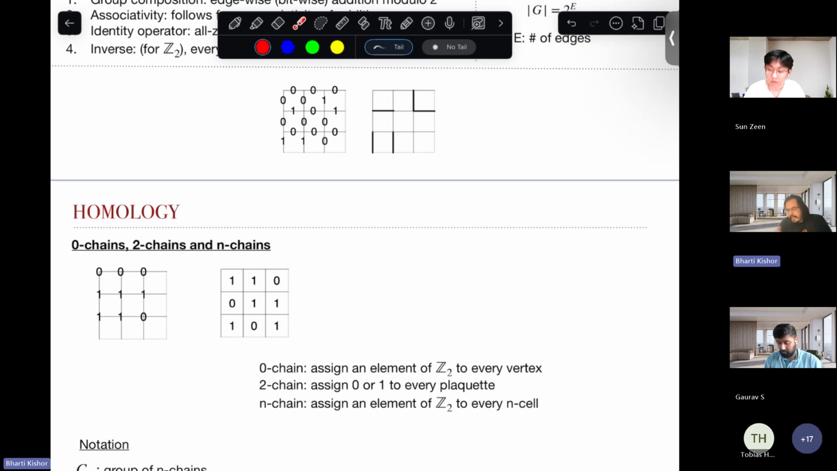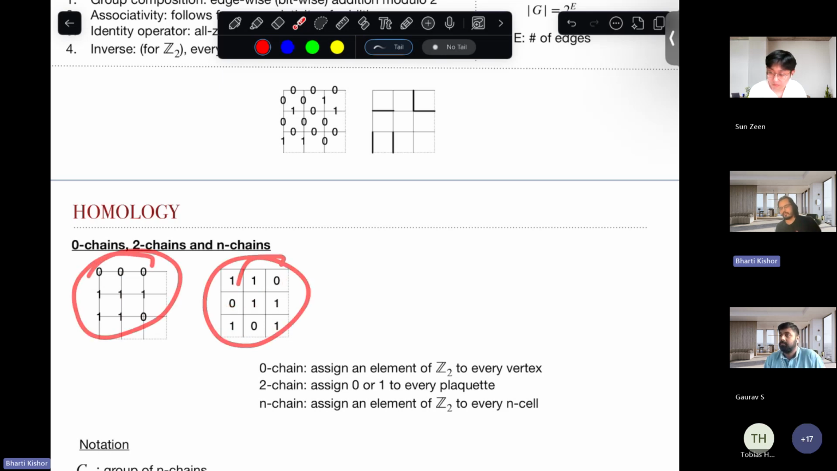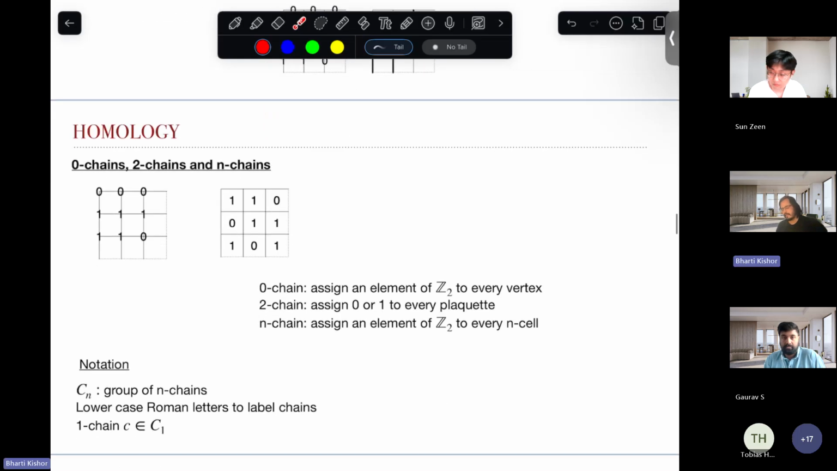In general, you can assign an element of Z2 to every n cell, let's say for the more general case, and that will give you something called an n chain. So I hope that makes sense. We explained using 1 chain, but you can play the same game. This is an example of a 0 chain, and this is an example of a 2 chain, because here we are assigning an element of Z2 to every 0-dimensional object. Here we are assigning an element of Z2 to every 2-dimensional object. So that's why it's a 2 chain, and this is a 0 chain, and this is a 1 chain. In general, an n chain assigns an element of Z2 to every n cell.